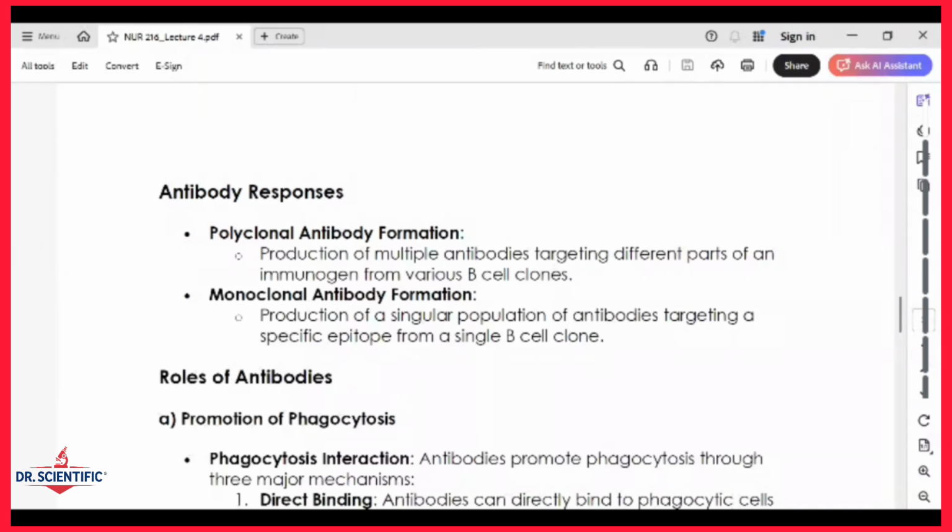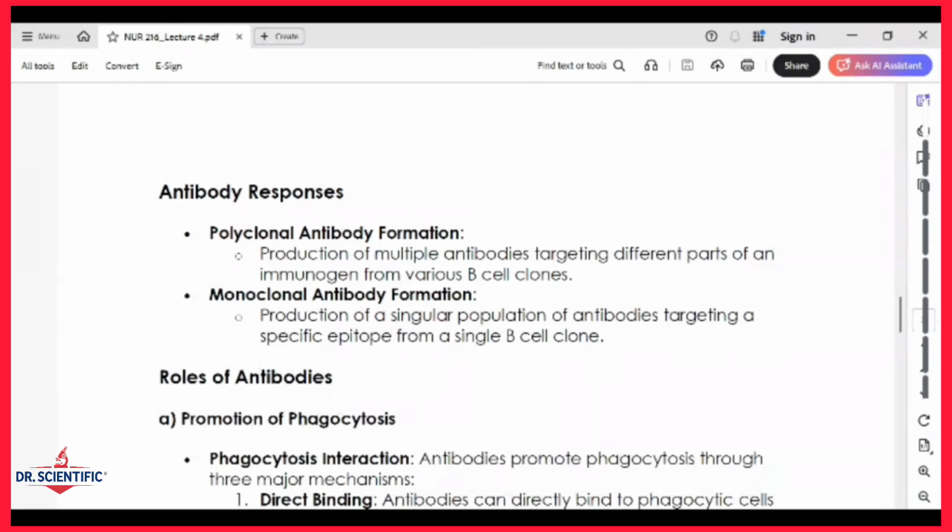But monoclonal antibodies are just a single population of antibodies targeting a specific epitope. Okay, they are targeting a specific epitope, and therefore they're able to produce just a single clone of antibodies. So we have those two types.